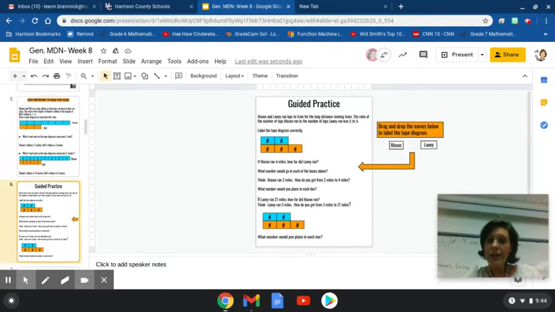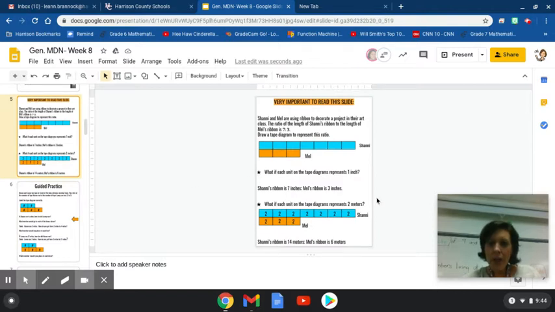Now, notice it says on there, skipping around a little bit, what if the tape diagram represents 1 inch? That would be 7 inches, and Mel's ribbon is 3 inches. Units are important. It's important to say the language. Then if you skip on down, it says, what if the tape diagram represents 2 meters? So you would put a 2 in every single box.